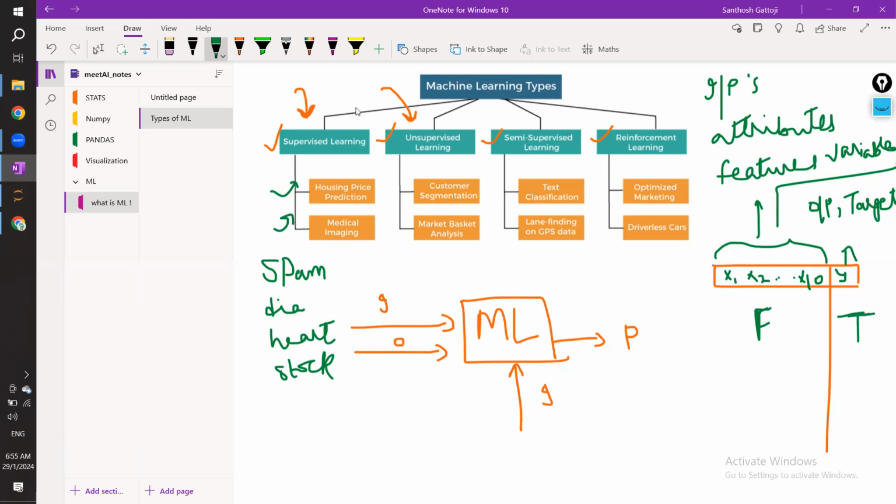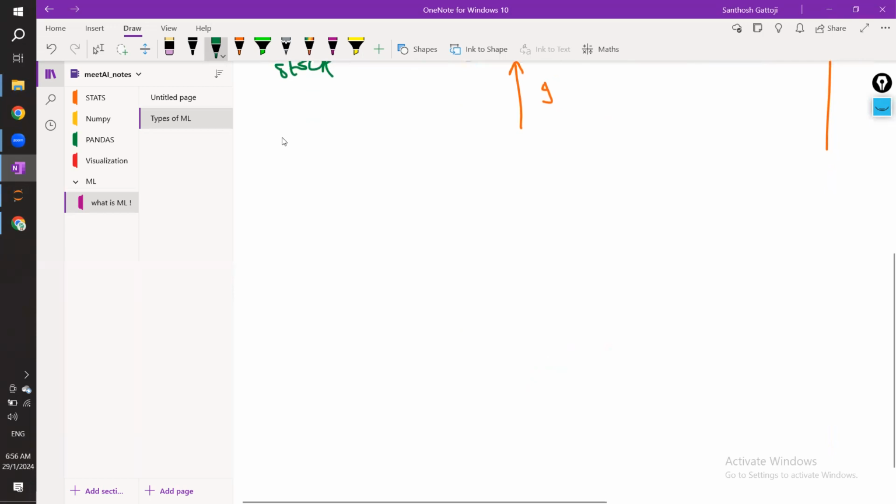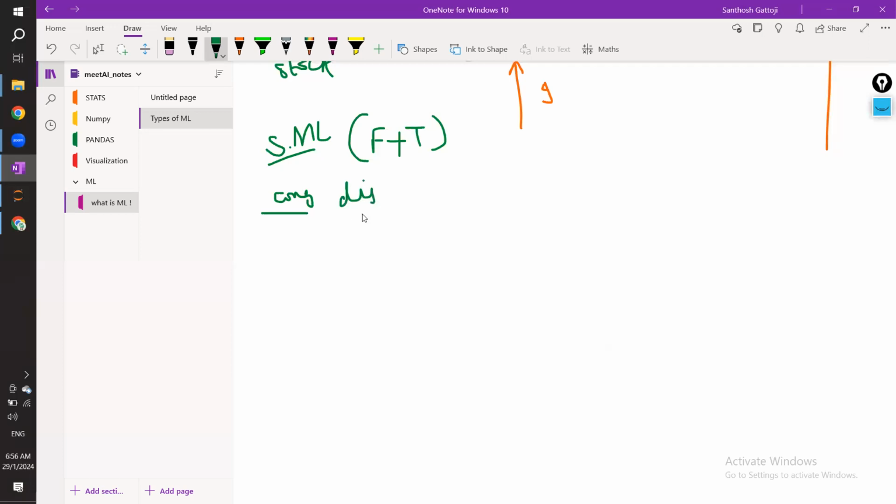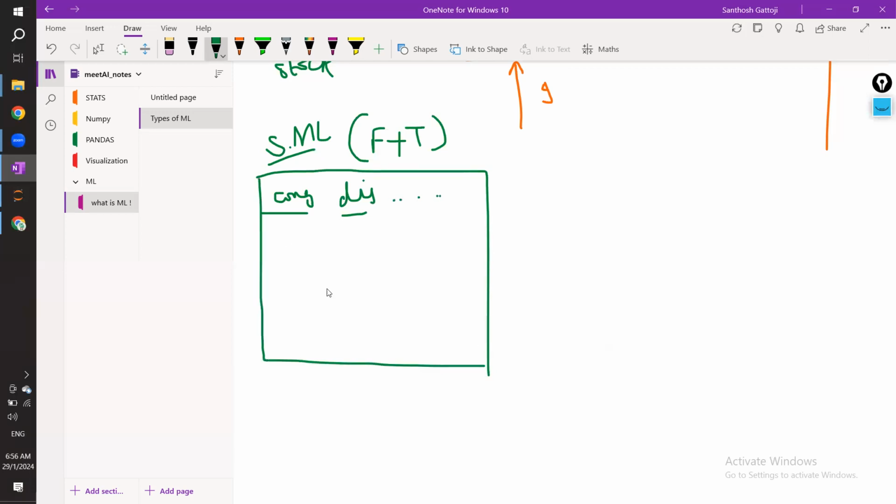Going back to supervised, let's take simple spam detection. In supervised machine learning, what do we have? We have both features plus target. What are the features? The input: what are the most repeating words in an email, what is the pattern of the email. That means how many congratulations words are there or how many discount words are there, etc. These are my features.